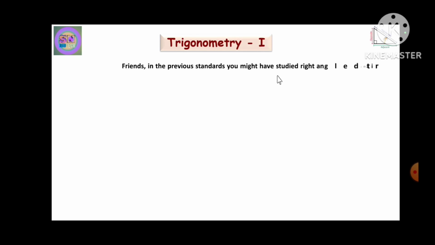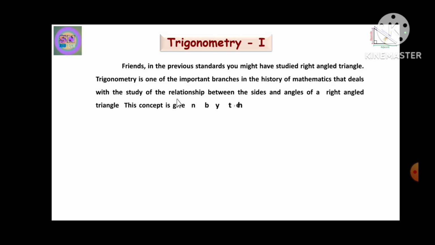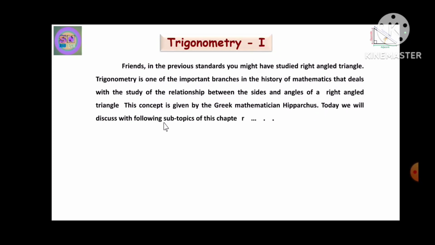in the previous standards you might have studied the right angle triangle. Trigonometry is one of the important branches in the history of mathematics that deals with the study of the relationship between the sides and angles of a triangle, that is a right angle triangle. The concept is given by the Greek mathematician Hipparchus.